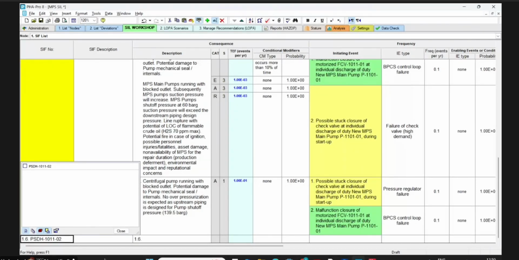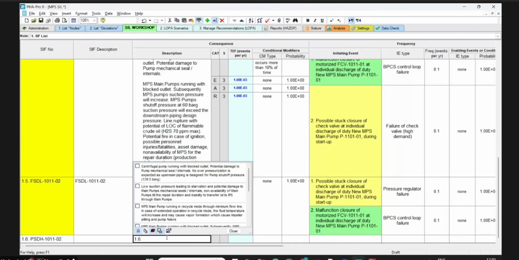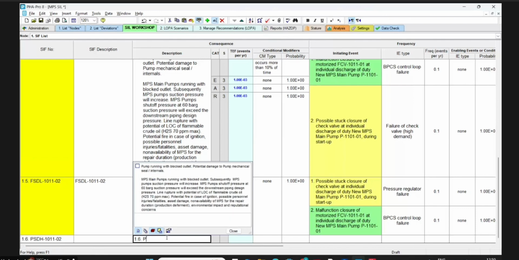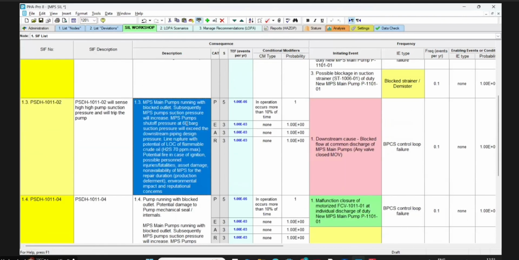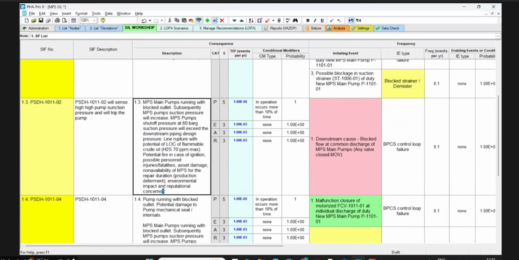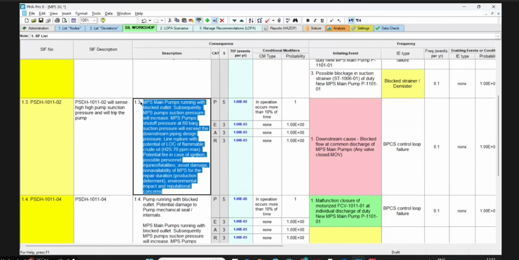Over pressurization in the pump discharge. Consequence: pipe rupture. Final consequences, yes. Rupture in the pipe, potential over pressurization. I think if you see, we can take the same thing, right? Yeah, same thing.